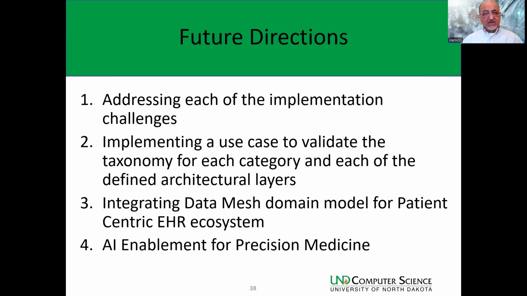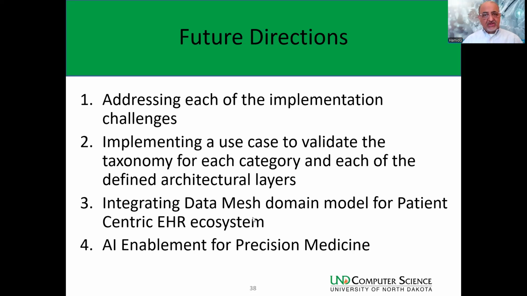So future direction is to address each of the implementation challenges. Each of these will take some time and some study to come up with. So the taxonomy is there that will guarantee a good ecosystem, but each of those challenges needs to be addressed separately. Implementing a use case to validate the taxonomy for each category and each of the defined architectural layers.